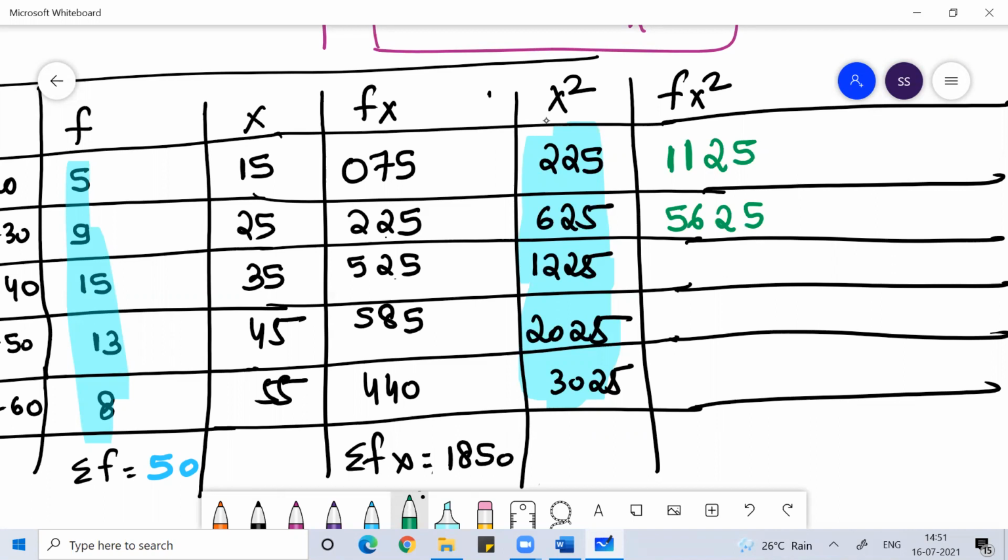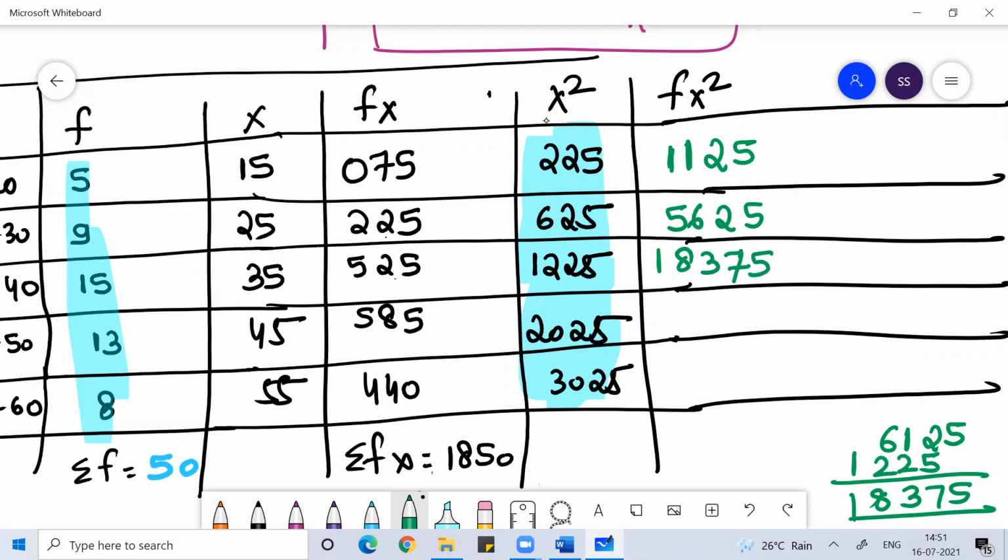Then 1225 fives are 6125. Then 1225 into 15 would be 18375. Then 2025 into 13. 2025, 5 threes are 15, 1 carry. 3 twos are 6, 7.